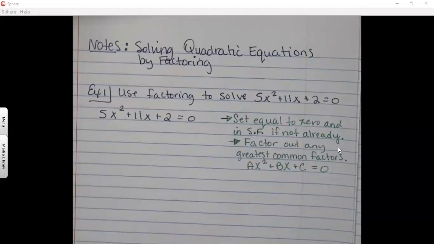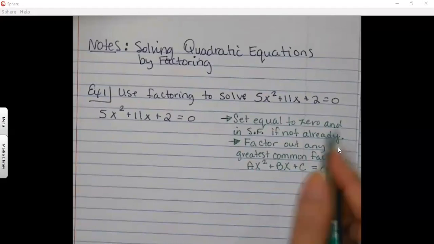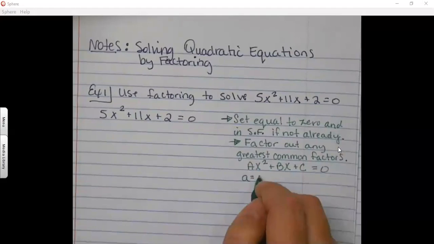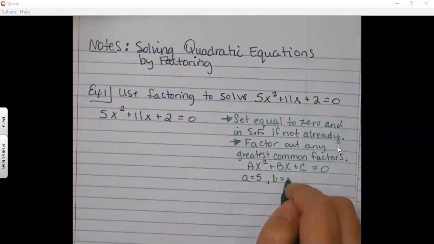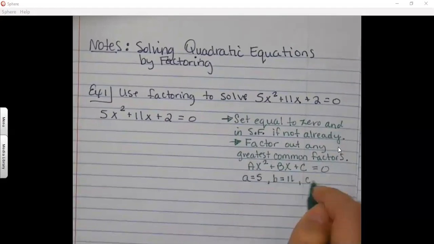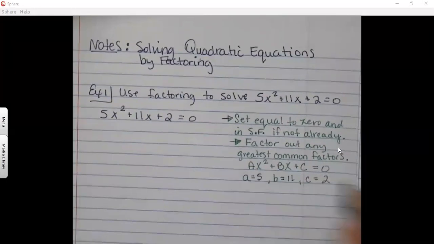So what is a in this case? It's only the coefficient, 5. What is b? And what is c? Awesome. All right, so the next step, we're going to make a little T-chart. And the little T-chart helps us figure out our factors.